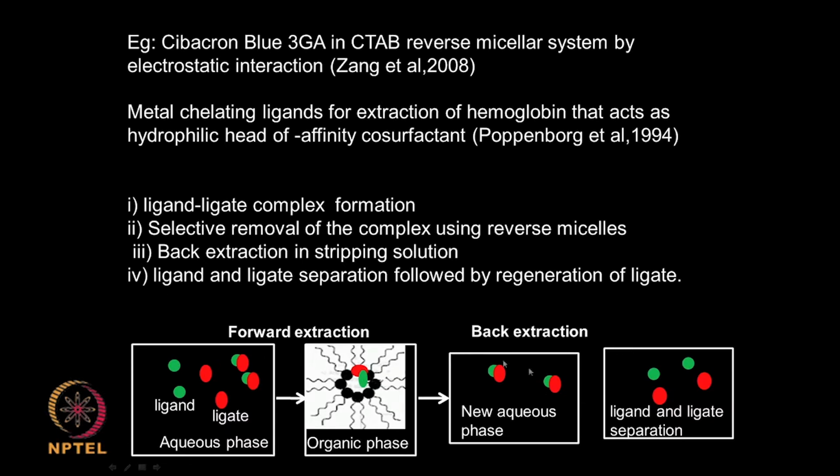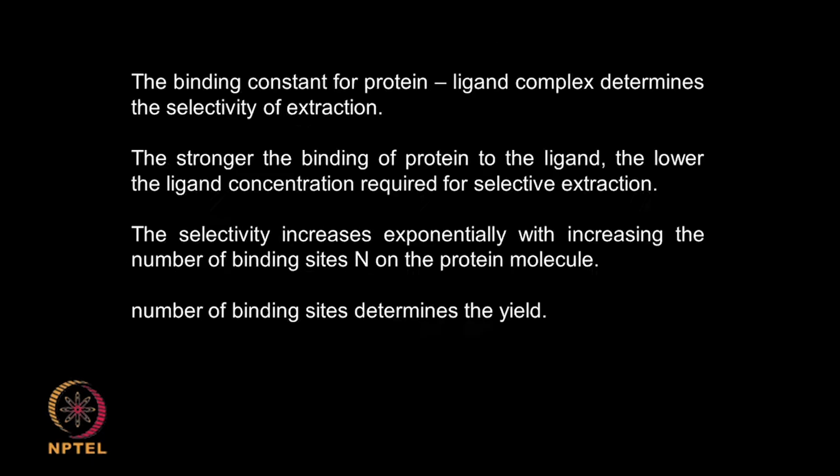Then back extraction in stripping solution and then you have to separate the ligand and the ligate, that is very important. So, initially we have the ligand and ligate and they form the complex and then we go into this extraction process. This is the normal aqueous to organic phase extraction. Then we have the back extraction, okay. Then you have to separate the ligand and ligate. So, 4 steps are there, okay. But then you can get very pure protein of your interest from a mixture of proteins by having the proper ligand which is very specific for that particular protein, that is the advantage.